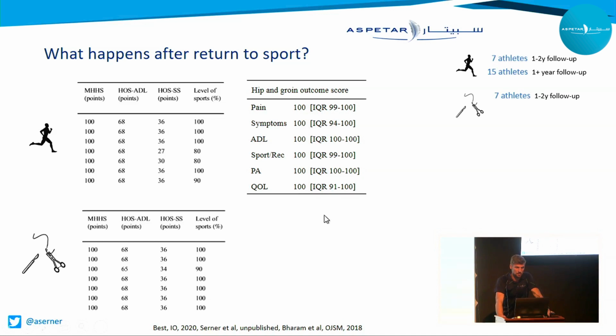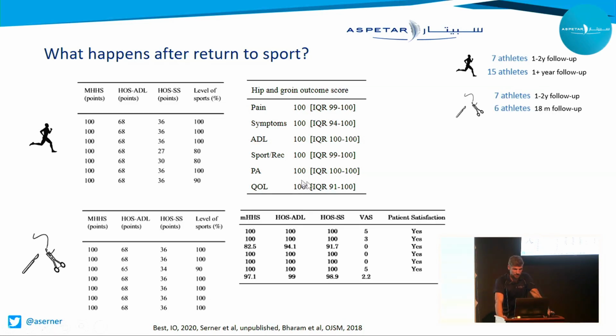So excellent results. If we're looking at the 15 athletes that we were able to follow up a year after return to sport, we used the hip and groin outcome score, which has different subscales, and on average they had the top score of 100 with some smaller variations in some of the subscales. But again, excellent results from the patients themselves and how they perceive their symptoms and function.